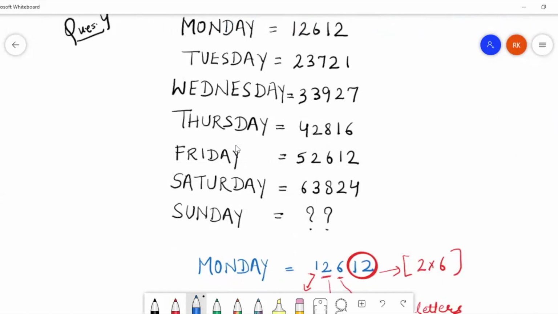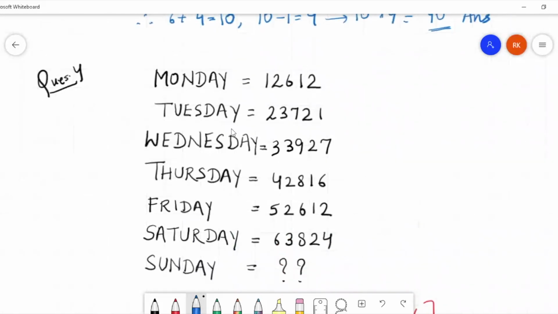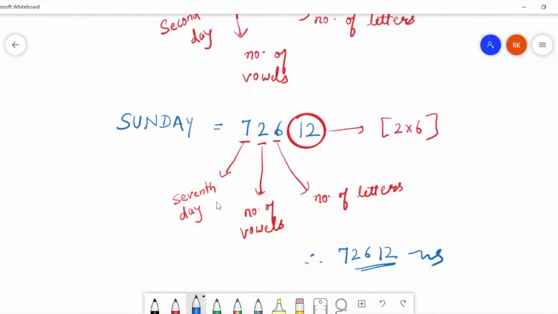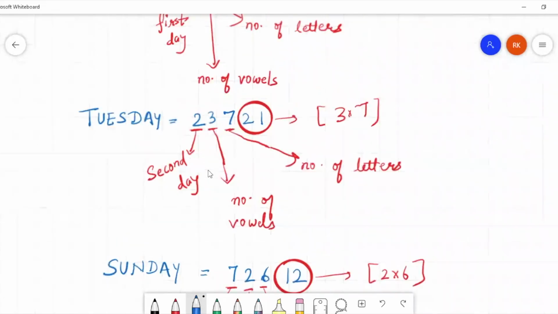And now you have given 12 here. If you multiply 2 into 6, it's 12. 3 into 7, 21. 3 into 9, 27. 2 into 8, 16. 2 into 6, 12. 3 into 8, 24. So what we have to do is just multiply the last 2 digits to get the number. For Sunday, we will have 6 into 2, which is equal to 12.